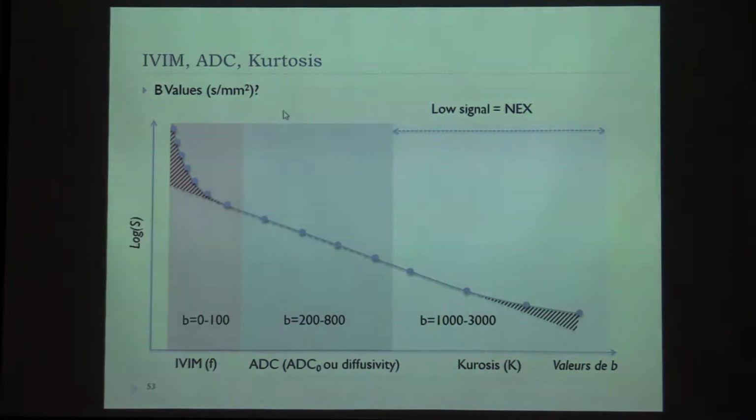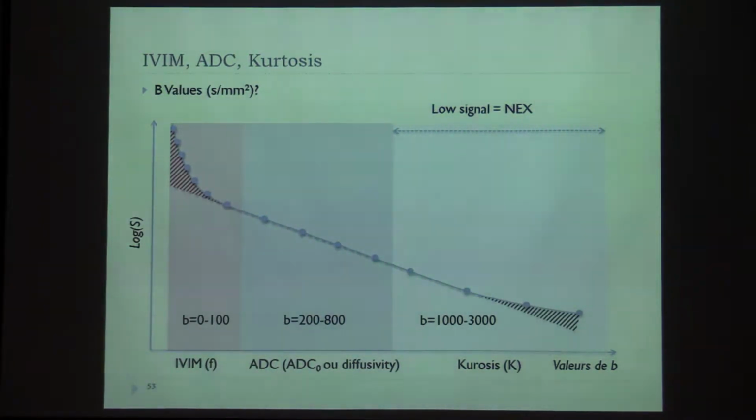So if I try to summarize, you're going to have perfusion signal when you use small b value, b between 0 and 100. You're going to have diffusion with higher b value between 200 and 800, and you're going to have kurtosis signal, deviation I should say, if you use b value between 1000 and 3000.